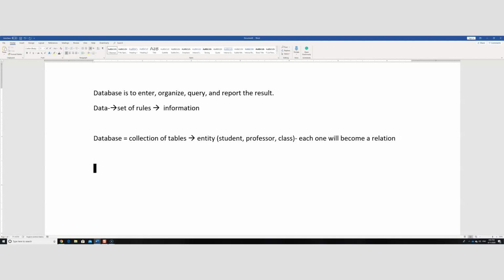So we have the entity students has a relationship with the professor. The professor has a relationship with both the students and class. Of course, the students would have a relationship with the class. The class has a relationship with the professor and the students, and so forth. And the tables can be based on three different types of relationship. The first type of relationship is one-to-one.